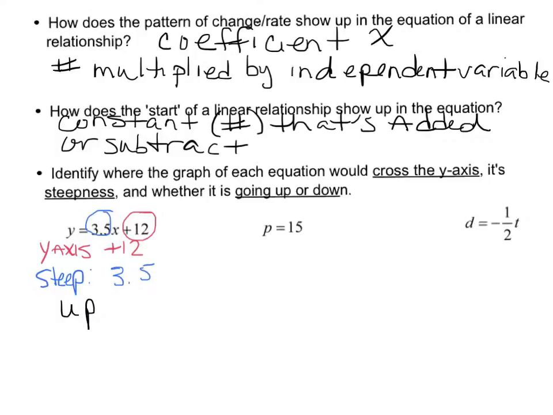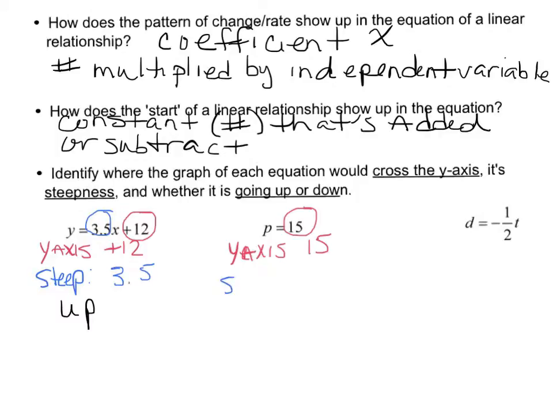All right, in the second equation, p equals 15, where will we be crossing the y-axis? Well, I don't see anything being added or subtracted. That's because the only thing here is the starting point, the constant number. The dependent variable equals 15, always. And the dependent variable is the y-axis, so that means I'm always at 15 on the y-axis. So I'm going to cross the y-axis at 15.